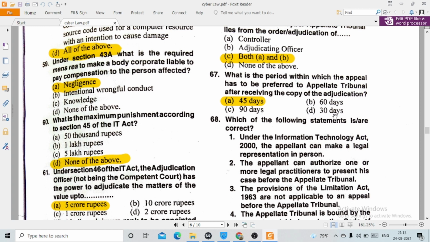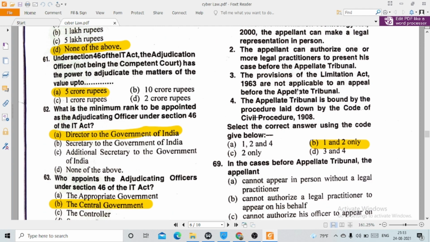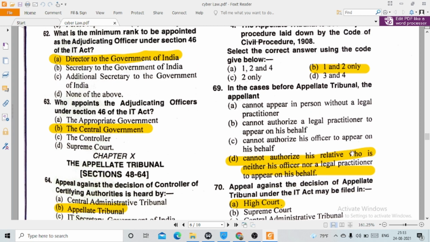Which of the following statements is or are correct? So this is option number B, 1 and 2 only. Under the Information Technology Act, 1. The appellant can make a legal representation in person. 2. The appellant can authorize one or more legal practitioners to present his case before the appellate tribunal. 69. In the cases before the appellate tribunal, the appellant, option number D, cannot authorize his relative who is neither his officer nor a legal practitioner to appear on his behalf.